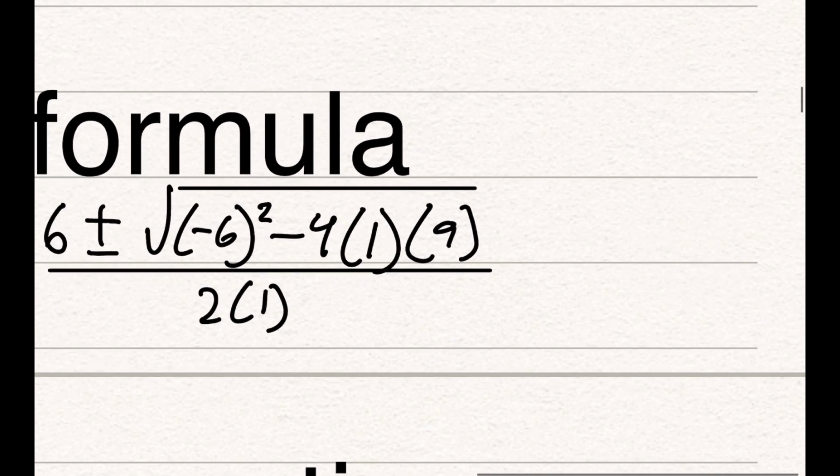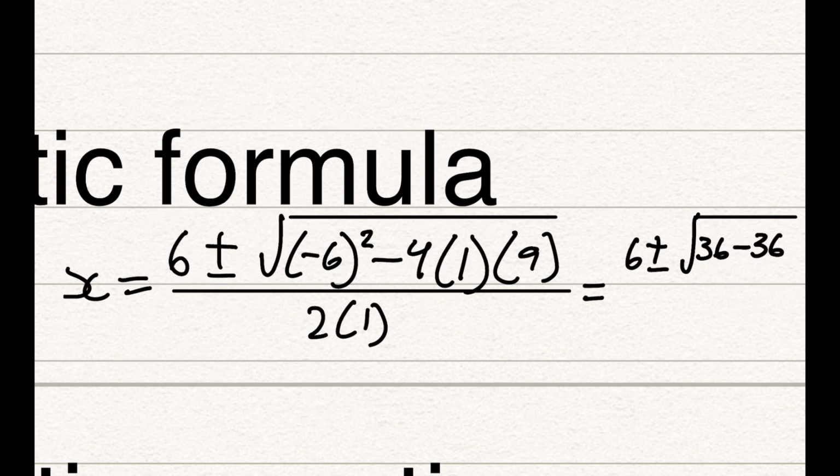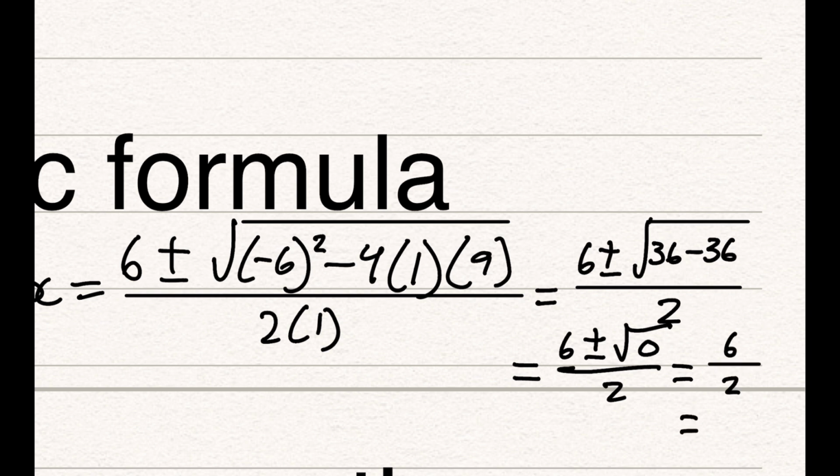So now all we really need to do is work that out. 6 plus or minus the square root. 6 squared is 36. 4 times 1 is 4. 4 times 9 is also 36. So 36 minus 36, 2 times 1 is just 2. All of this is going to equal 6 plus or minus the square root of 0 over 2. Square root of 0 is 0, so it's just 6 over 2, which is 3. Therefore, x is equal to 3.